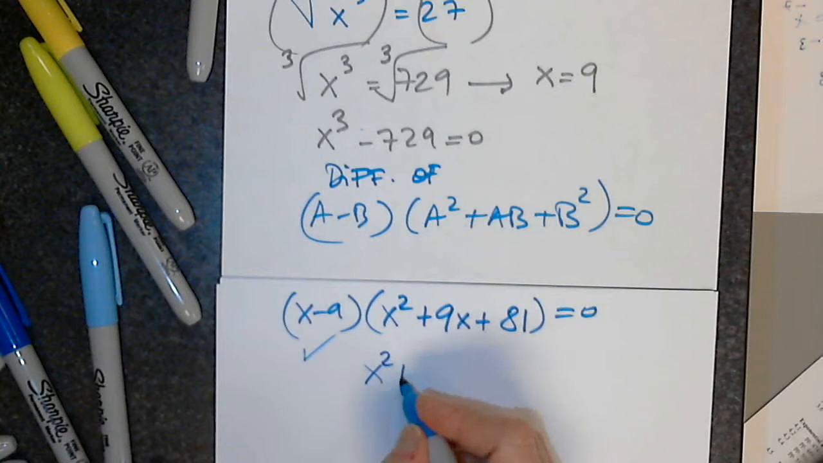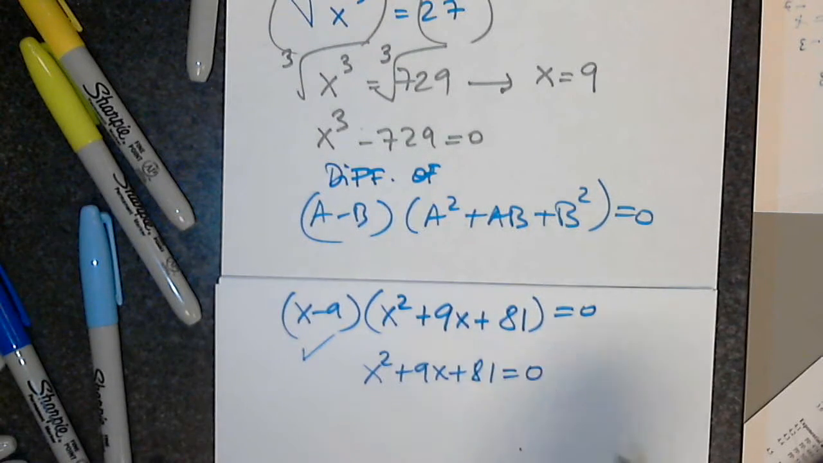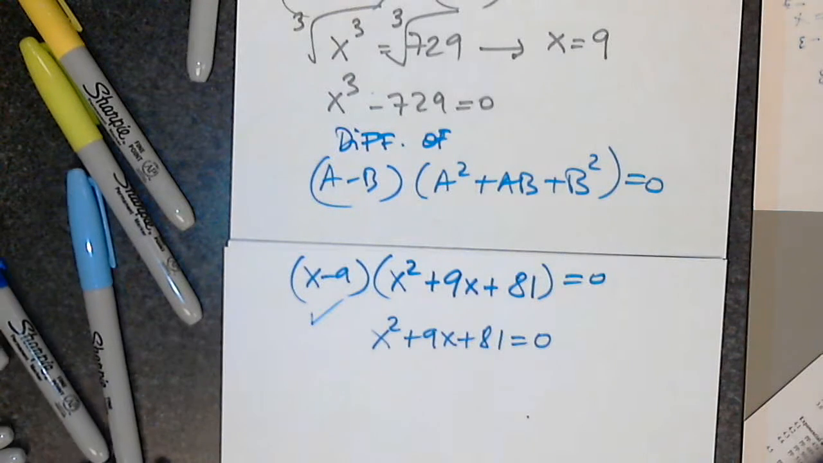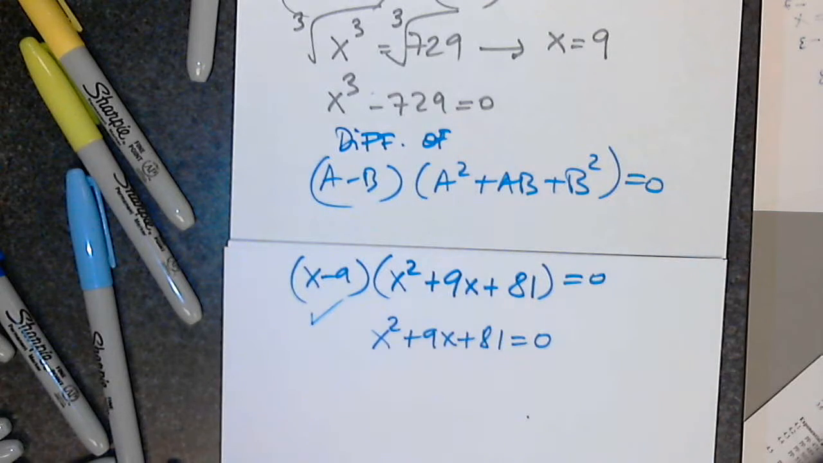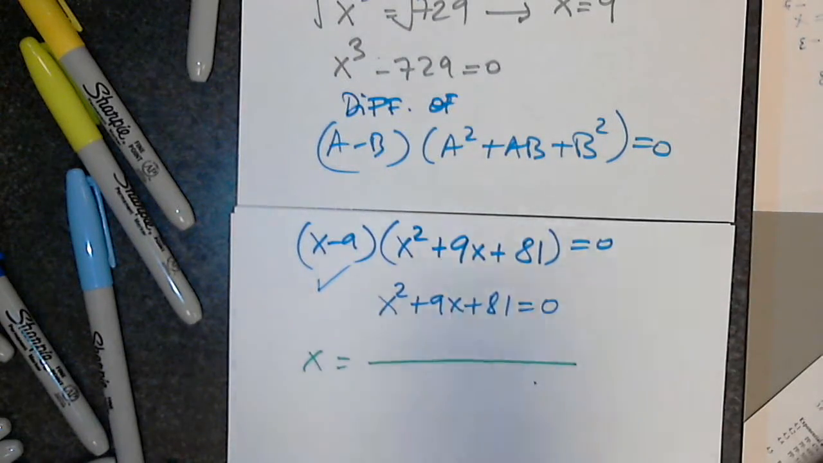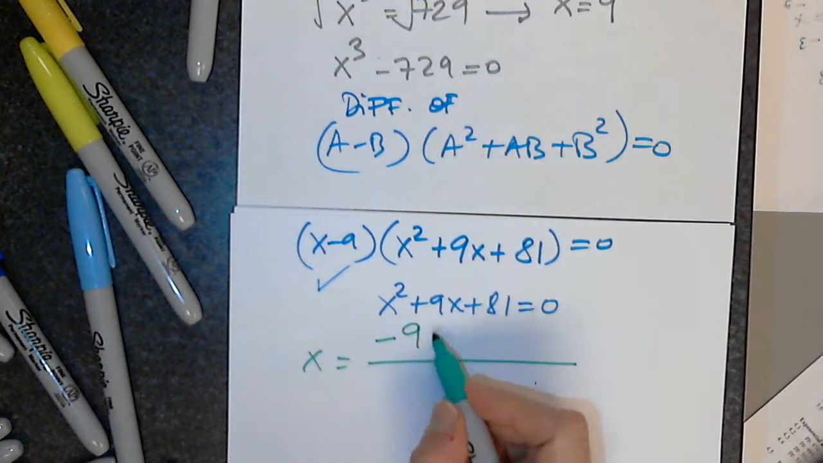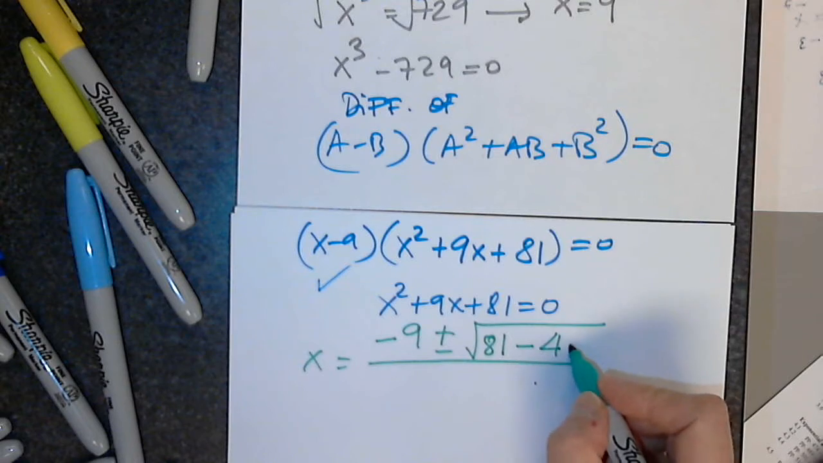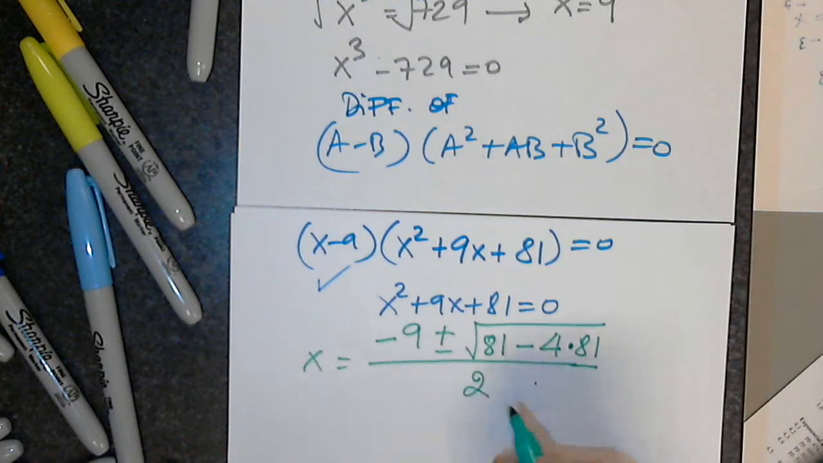But now I have to solve x squared plus 9x plus 81 equals 0. Do not try to factor. The only chance here is the quadratic formula. Will the solutions be real? No. So then x equals negative b plus or minus the square root of b squared minus 4 times a times c, divided by 2a.